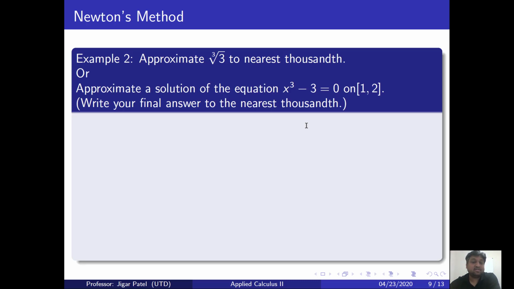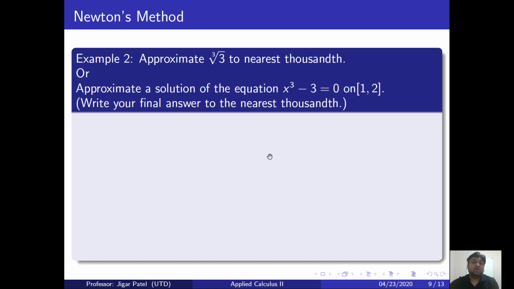Second way is: approximate the solution of the equation x cube minus 3 on the interval 1 to 2. That second way looks very similar to the first problem, and I'll tell you how you can obtain that equation from here. This is very, very important from the viewpoint of your exam, so be sure you know how to approximate a radical power of a number. Anyways, let's try to understand how we are going to solve this expression.